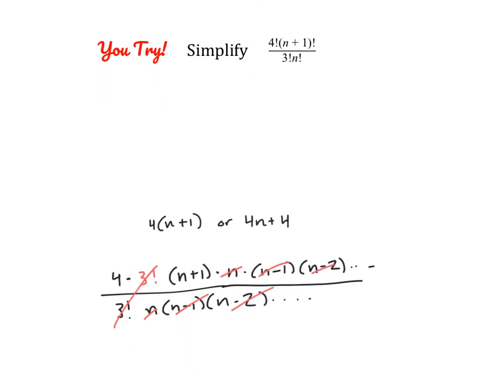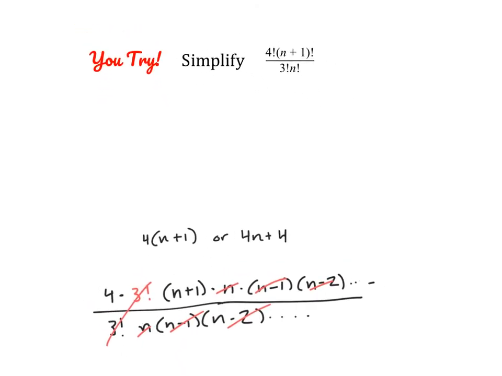Okay, here you should end up with 4 times n plus 1, or you can distribute it and say 4n plus 4. So here you can see that this 3 factorial on the bottom cancels out everything 3 and down, so leaving us with 4 in the numerator.